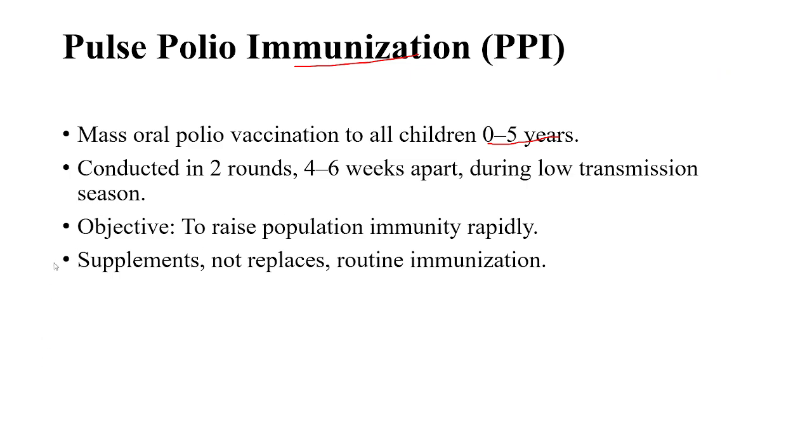Then I shall say about the slogan given by the government of India. "Do Boon Zindagi Ki" was the slogan. It is conducted in 2 rounds, 4 to 6 weeks apart, during low transmission season, mostly in the winters. The objective was to raise the population's herd immunity rapidly, and it was supplementary to the normal immunization program, that is at 6 weeks, 10 weeks. It was not something that replaced the entire program.